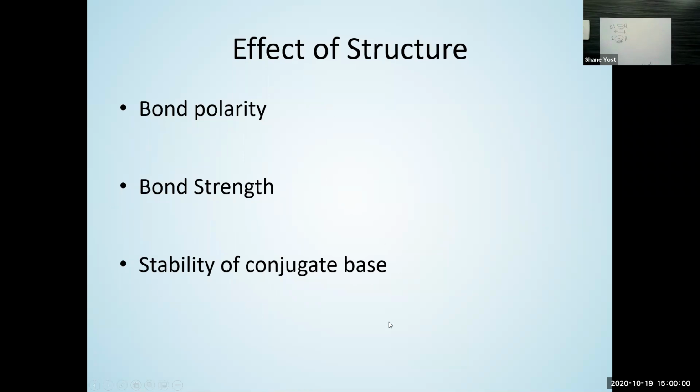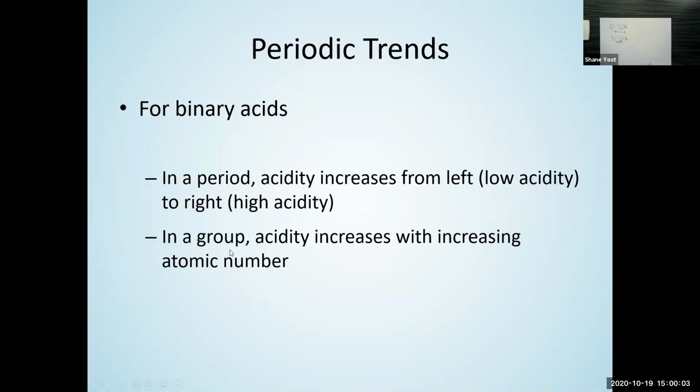And these effects of structure have the following periodic trends for binary acids, okay? Binary acids meaning like HCl, HI, H2S. So acids that just have hydrogen and some other atom. For those acids, the strength of the acid increases from left to right. So as you go to the right of the periodic table, you get a stronger acid. And then as you go up and down the periodic table, it increases with increasing atomic number, or increases as you go down the periodic table.